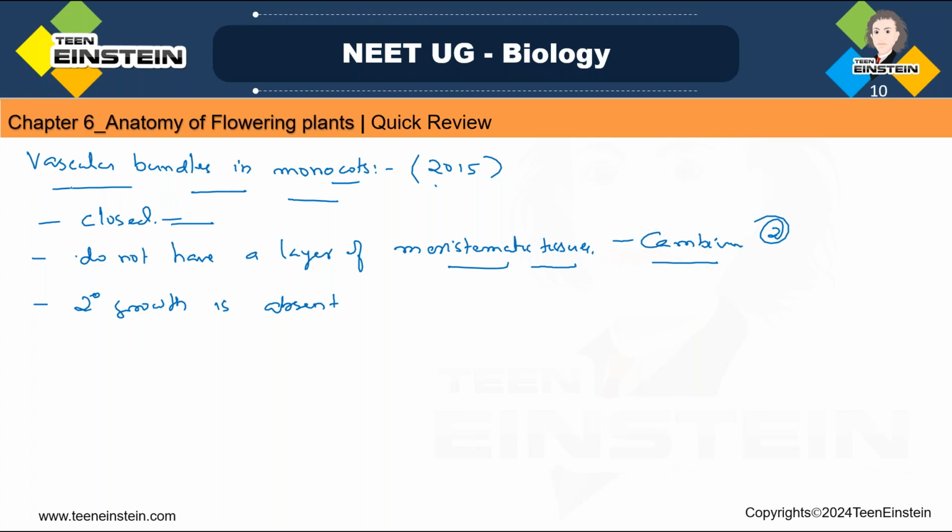Here again another question came: vascular bundles in monocots are closed, due to that, they have given some reasons. Among them, the best reason is that secondary growth is absent. That is the correct answer. Secondary growth is absent.